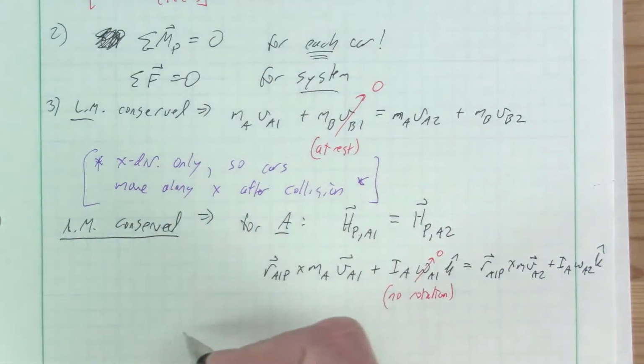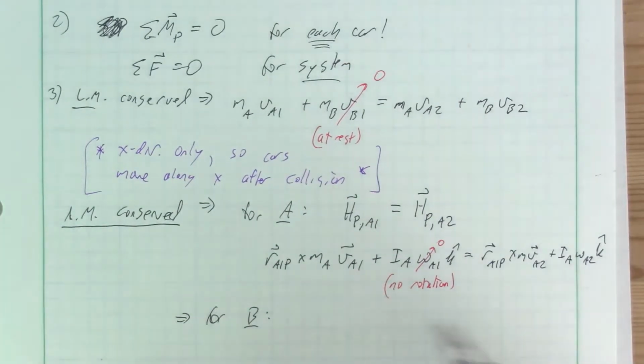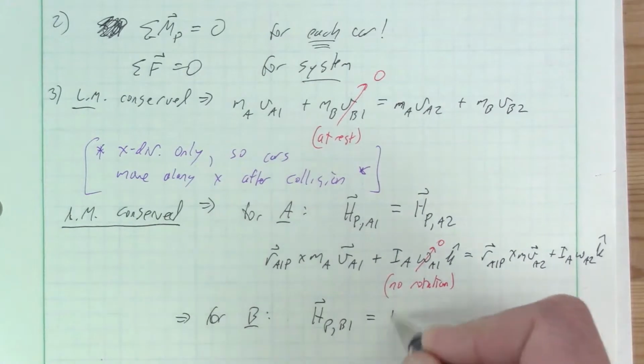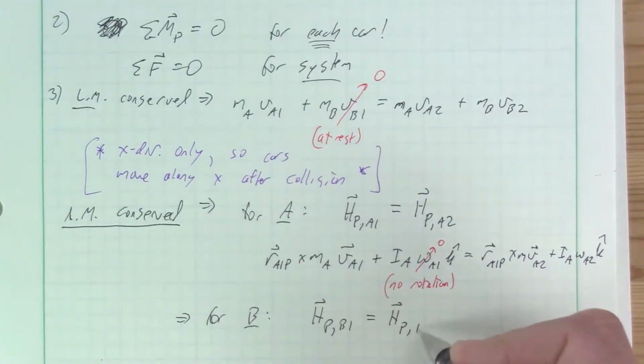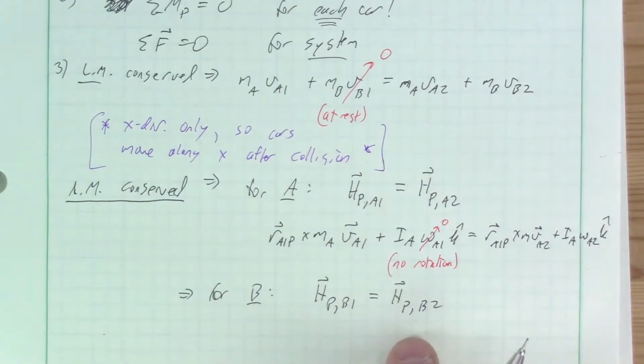Okay, that's it. Now let's extend this for B and do the same exact thing. H P B1 equals H P B2. This is the angular momentum about point P for the B car; before the collision and after the collision it has to stay the same. That's angular momentum being conserved about point P.